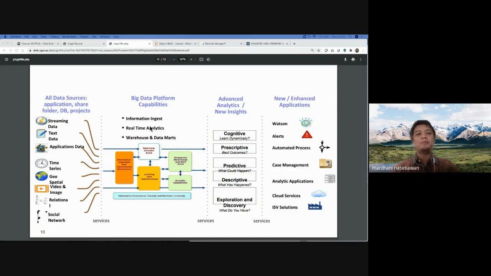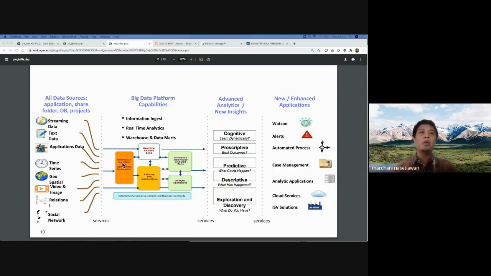Yeah, the first component is information ingest. The information ingest is like the data hub that will collect all the information, and in the ingest we also have data governance. Its role is how we process the data into a dataset. Of course we do the cleansing, the annotation, the labeling, and then we do something else. So that's why it's very important to have this.